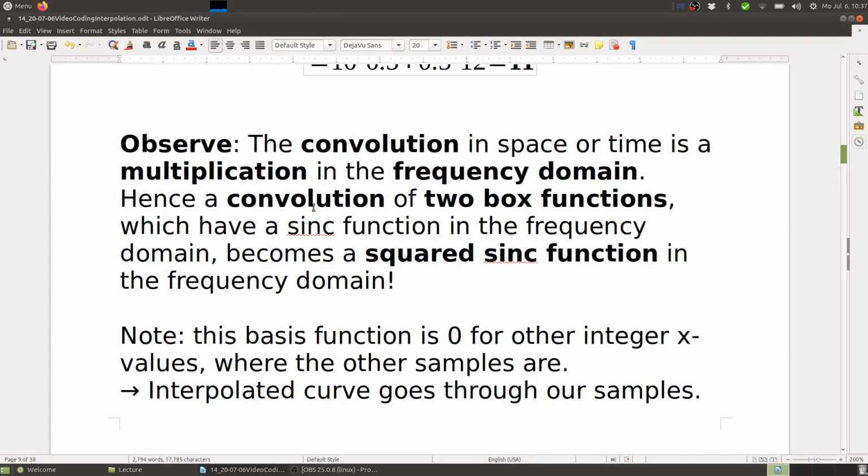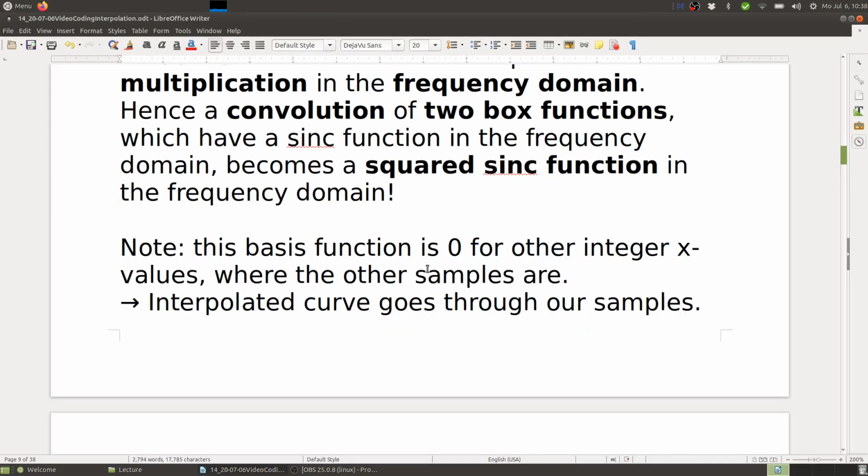That means the convolution of two box functions becomes a squared sinc function, a sinc function multiplied with itself in the frequency domain. So if we have small values in the sinc function, which corresponds to the stop band, then these small values become smaller after squaring. So we have a better filter in the frequency domain, and this better filter results in a better quality for our interpolated image. Right, and that's why in this case we indeed get better quality interpolation.